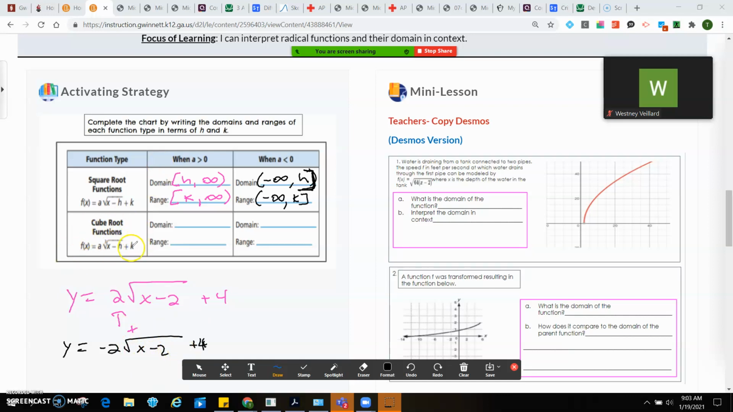For your cube root functions, it doesn't matter if you're positive or you're negative. Your domain and your range are always going to be negative infinity to positive infinity for both of these. Okay, so if it ever has a little 3 chilling in that little cubby hole, not out front, but actually in that little cubby hole, then it's a cube root function.